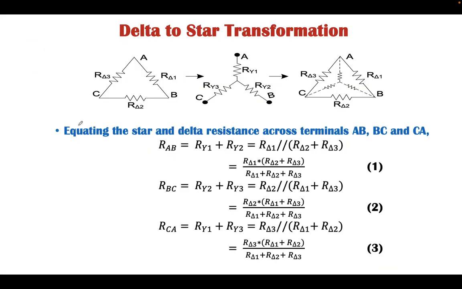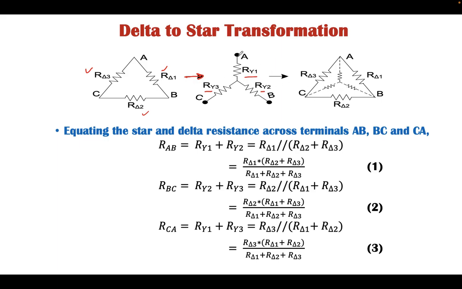Now this is known as transformation. Like we have a source transformation, here we can have a star to delta and delta to star transformation. If you want to convert this delta into a star, then first we consider the delta representation. There are three resistances: R delta 1, R delta 2 and R delta 3. These delta resistances are to be represented equivalent to star, and here are R star 1, R star 2, R star 3. Now, if we create a star within this delta, we can easily understand how this delta is converted into a star connection.